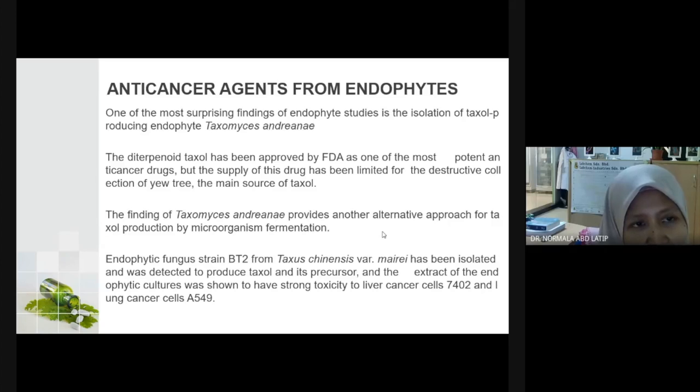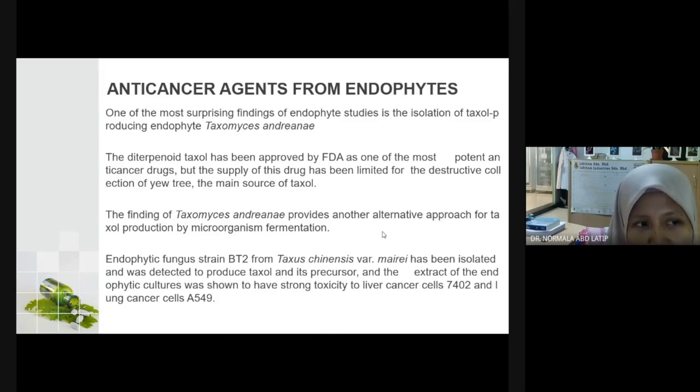But later on, when they found this endophyte Taxomyces andreniae, they found that it has the properties to produce taxol. When they studied the gene cluster, Taxomyces andreniae has a different set of genes compared to its host plants. So after extensive studies, they now believe that Taxomyces andreniae is the one that produced the taxol.